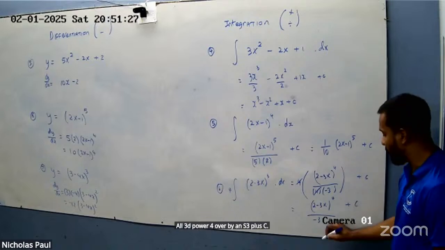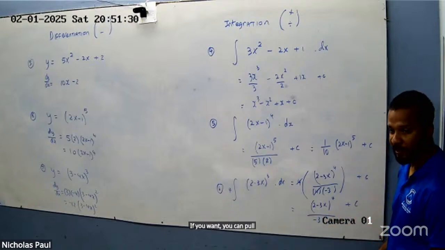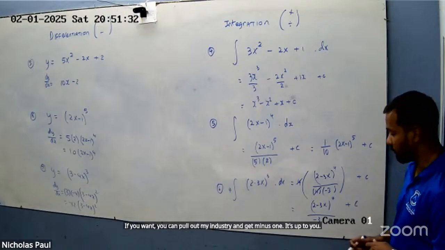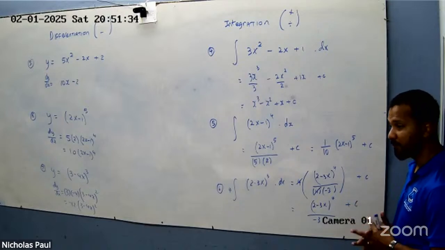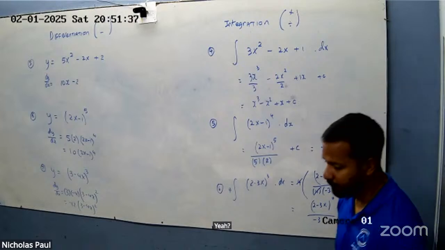If you want, you can pull out the minus 3 and get minus 1 over 12. It's up to you. Have you got this? Yeah? Okay, nice.